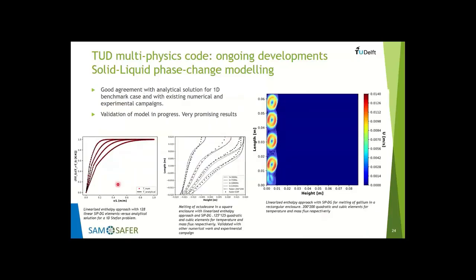And this is an example of tests that have been performed on 1D analytical benchmarks and simple benchmark cases, including, for example, the melting of octadecane in a square enclosure, or the melting of gallium in a rectangular enclosure. So in all these cases, results are very promising. There is a quite nice agreement between the numerical results and the experimental ones. So that's it from me, and I leave the floor now to Stefano.